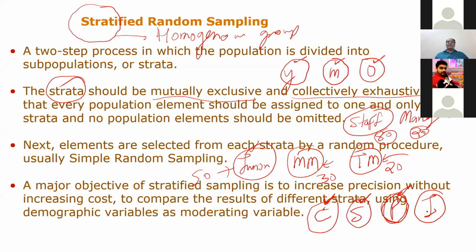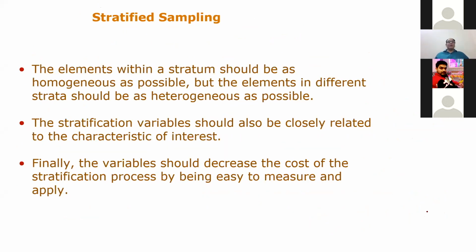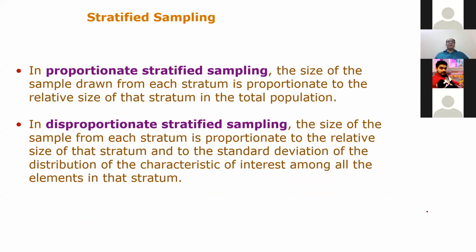After dividing the population into different strata, we decide whether to go for systematic random sampling or simple random sampling. So this method is called stratified random sampling. There are two types of stratified random sampling: proportionate stratified random sampling and disproportionate stratified random sampling.